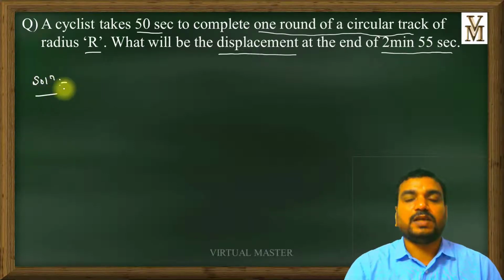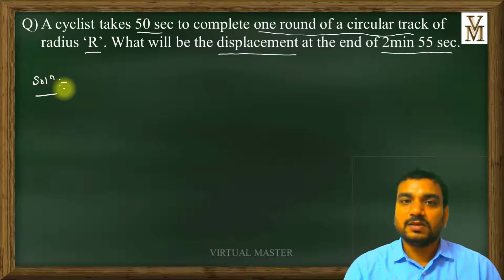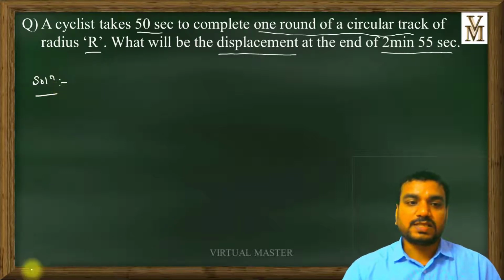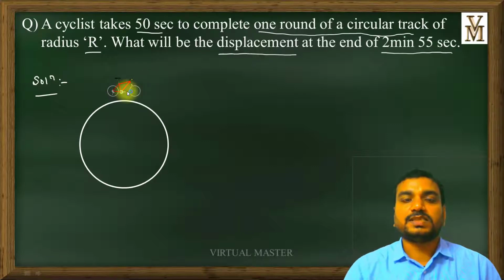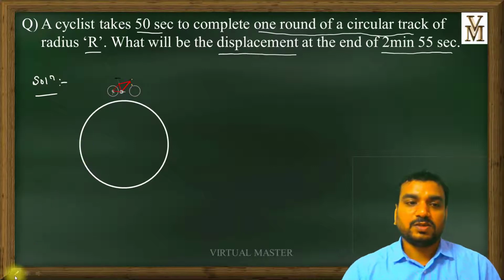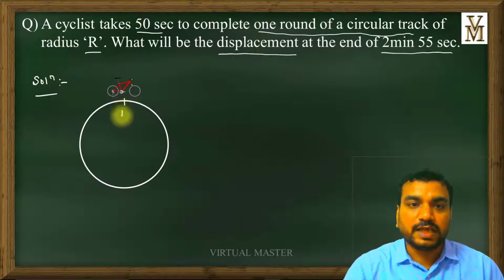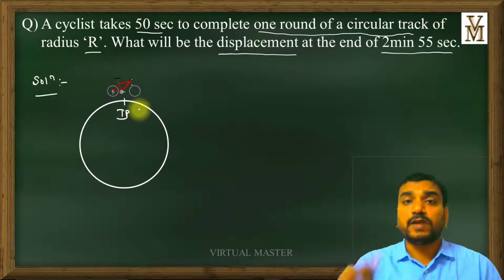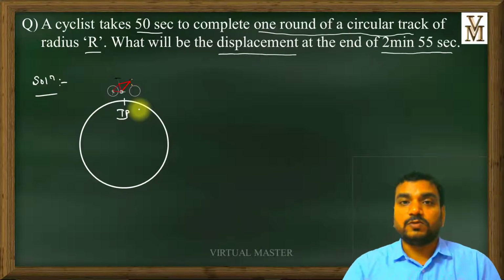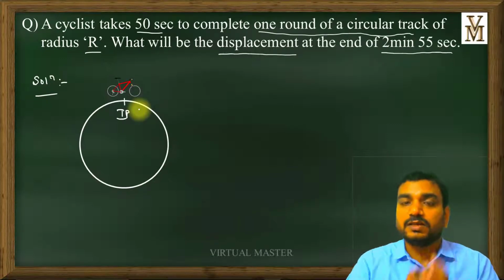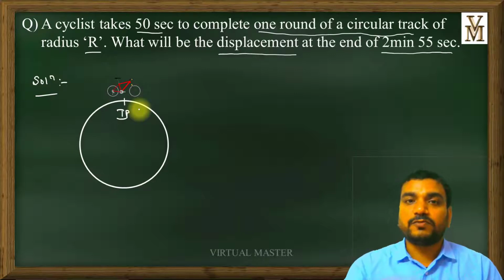Okay, now to find the displacement, first we need the initial position and the final position. You can see here there is a cycle, that means a cyclist, and he has to move around the circular track. So this will become the initial position of the cyclist. Now we have to find the final position. To find the final position, first we have to find how many rounds the cyclist is going to complete after 2 minutes 55 seconds.